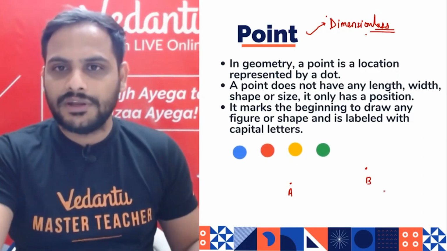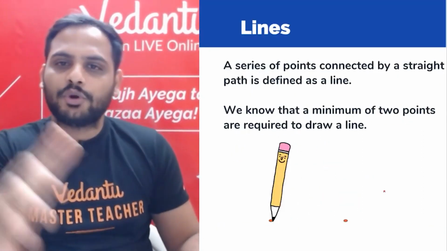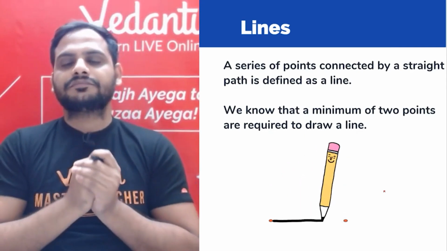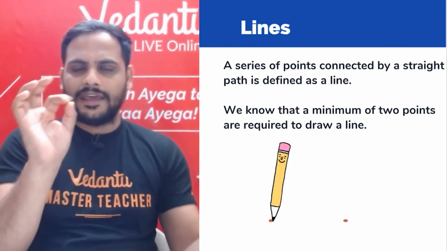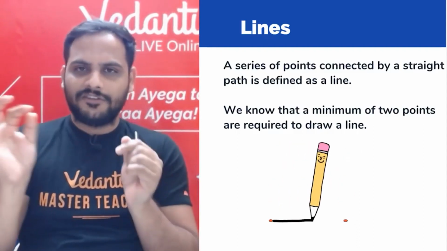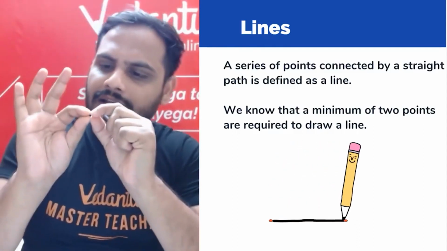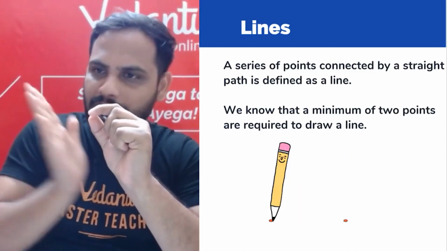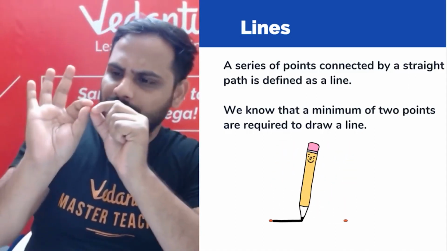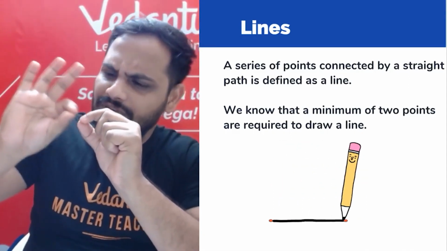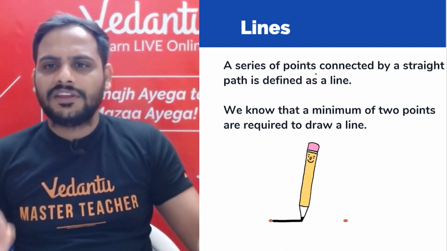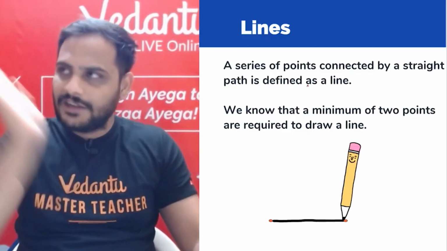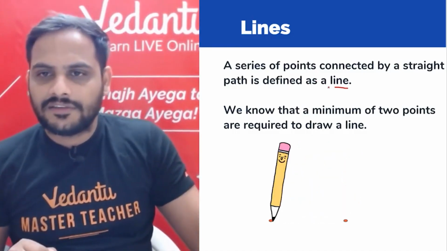Okay, that is a point. Now from point, if I want to go for the line, so what is line? Simple guys. Suppose I have points, many points, infinite points, and I arrange all of them in one particular direction, very close to each other, so they'll be forming a line. So a series of points connected by a straight path is defined as a line.